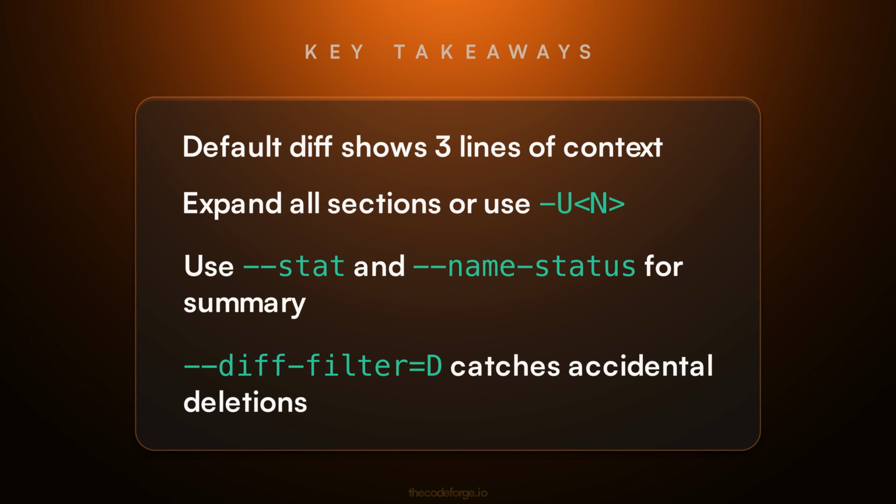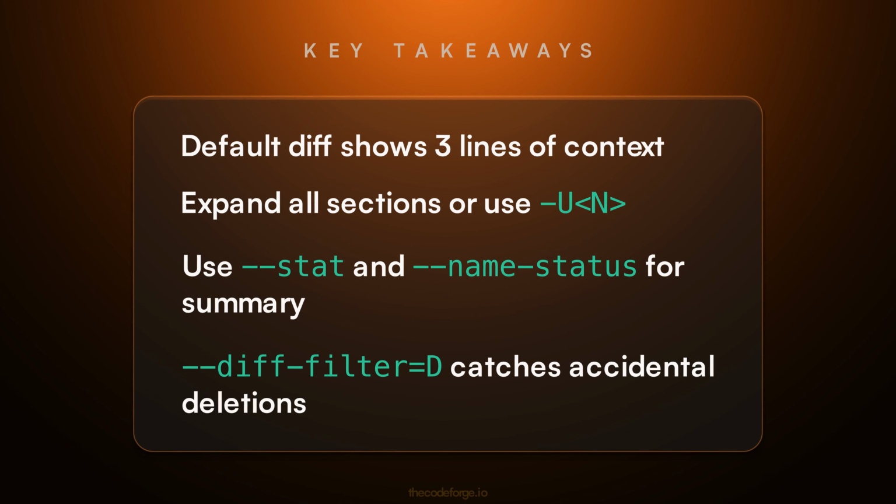Key takeaways. Default git diff shows only 3 lines of context, so expand all sections or use -U<N> for more. Use --stat and --name-status for a change summary. --diff-filter=D catches accidental file deletions. --word-diff for prose, -w to skip whitespace noise. --color-moved reveals reorganized code. And require git diff --stat main..HEAD in PR descriptions to force awareness of every changed file.